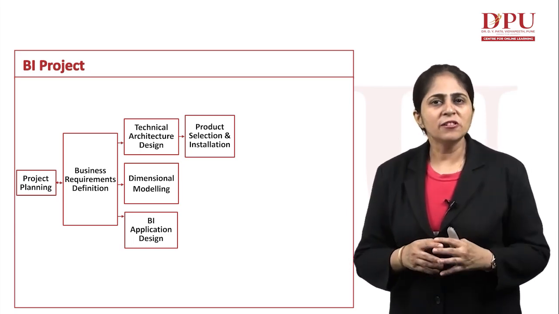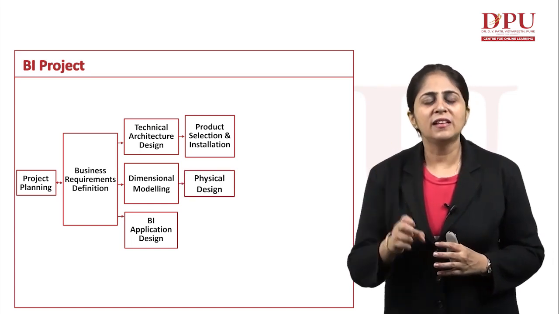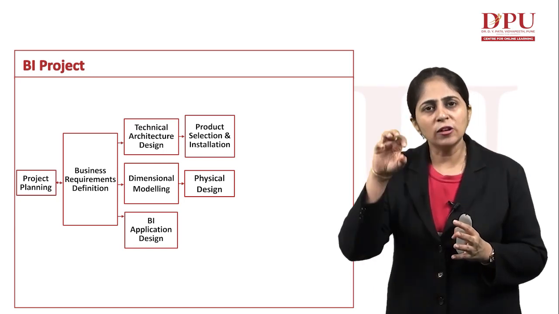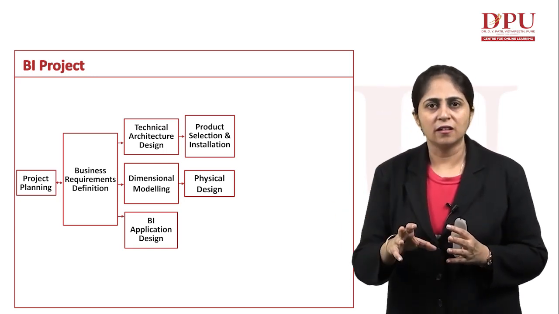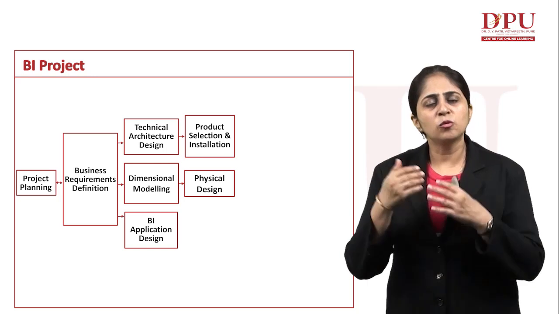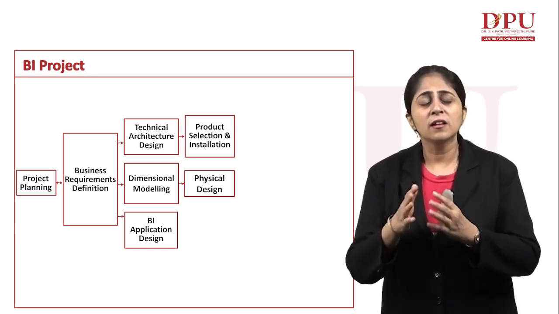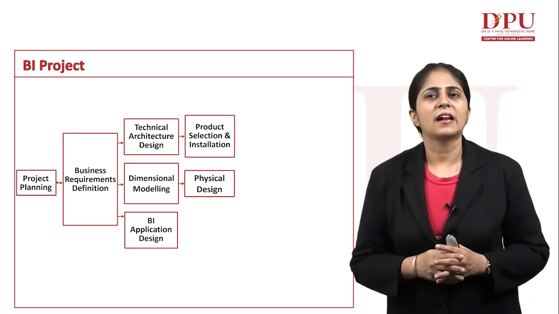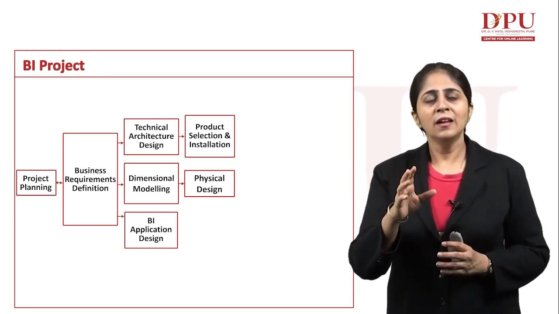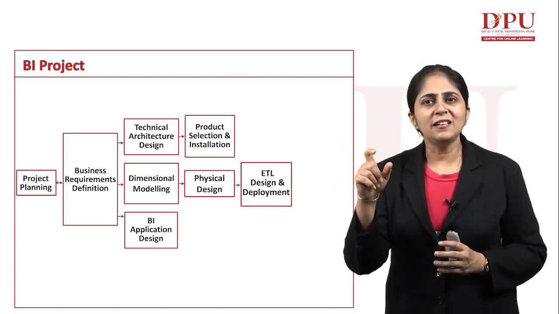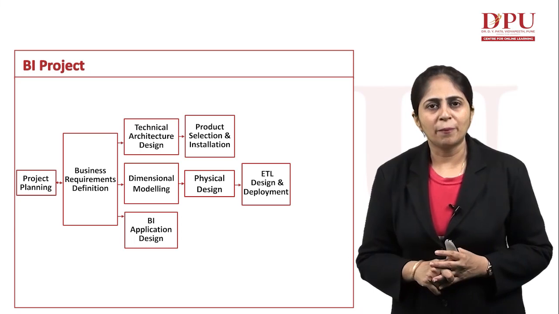And for the dimensional modeling, it is going to be the physical design. Whatever dimensional modeling design we have maintained, now we have to implement that design physically into our system using various databases, using various data warehouses, data marts. We have to physically design that kind of system. Now, once these two phases are completed, our next phase will be ETL design and development.